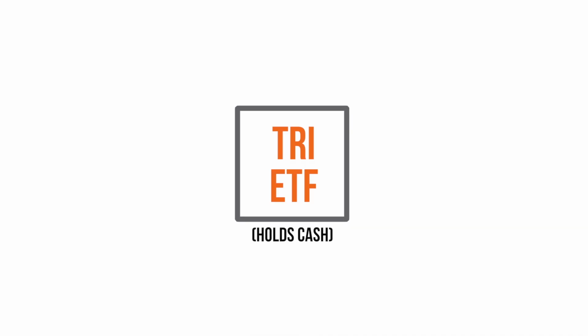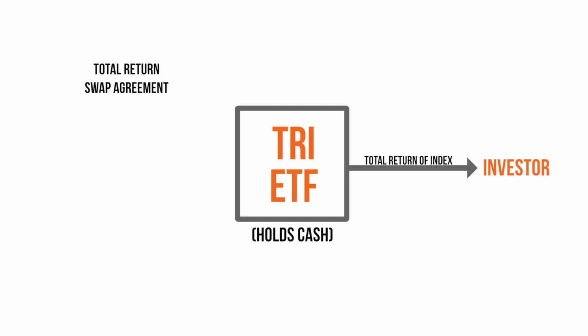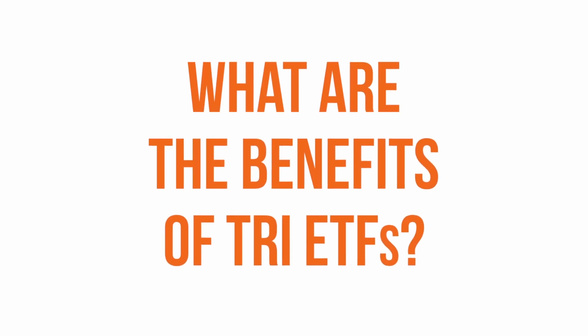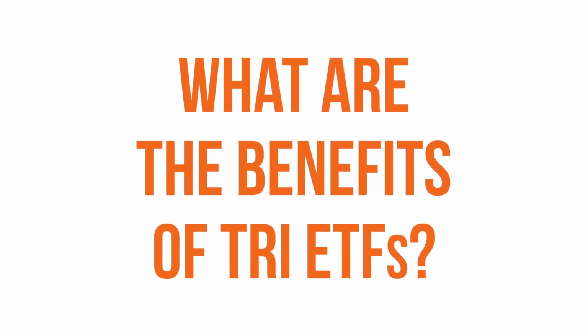The TRI ETF then provides the investor with the total return of the index before fees and expenses by entering into a total return swap agreement with one or more counterparties. A counterparty is typically a large financial institution which will provide the ETF with the total return of the relevant underlying index in exchange for the interest earned on the cash deposit. Any distributions which are paid by the index constituents are automatically reflected in the net asset value, or NAV, of the ETF. What are the benefits of TRI ETFs?